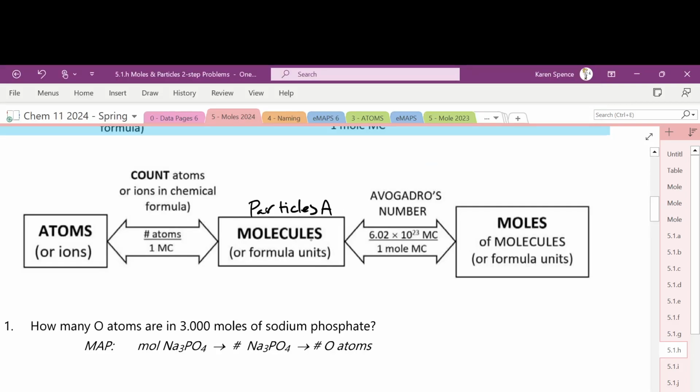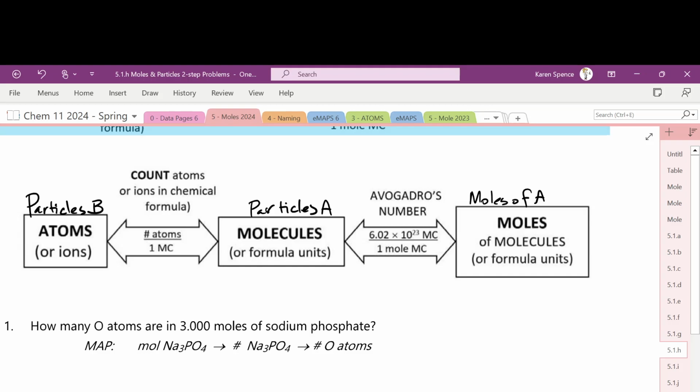I'm going for something a little bit more generic than molecules, because you could have atoms here and then have to go to molecules later. So this is moles of A. You can convert that into particles of A, and from particles of A, you can convert that into particles of B. So this would be a 1-2 step process, yes?